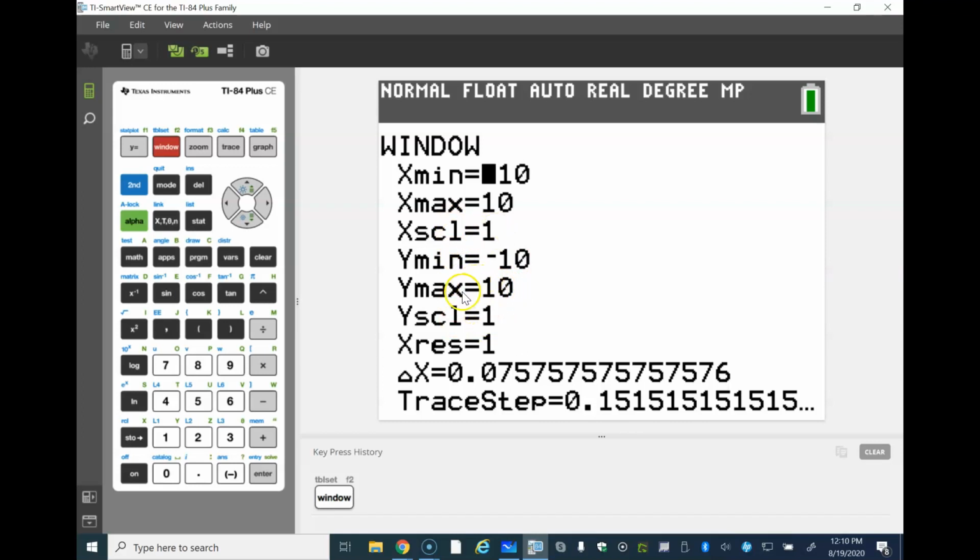So the x scale means how many times the tick marks on the axis, the XY axis, go up. So you go 1, 2, 3, 4, it goes up by 1s. You can always change this to 5, you go by 5, 10, 15, 20, and so forth. But 1 is the standard one. If you hit zoom 6, this is the standard default for the calculator. But that's where those dimensions come from.